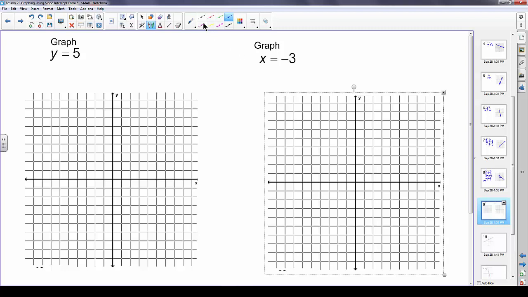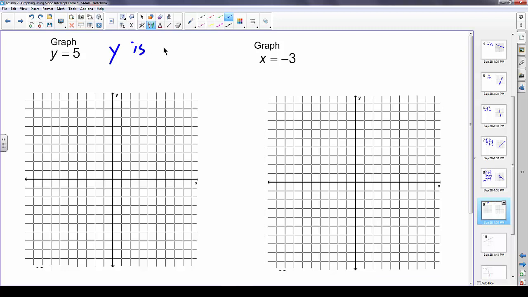Now this next example, I have two kind of special cases. This is in y equals form, but there's really no mx plus b. In fact, there's no x. What this says is y is always 5. So if y is always 5, then I go to the y-axis, and I put a 5 there. Then I say, well, where else is y 5? Well, y is 5 here, it's here, it's here, y is 5 over here. So this ends up being a horizontal line. It doesn't fit necessarily the slope-intercept form.